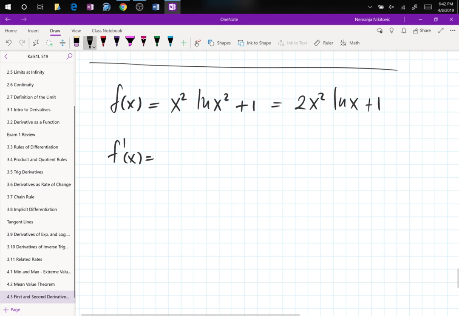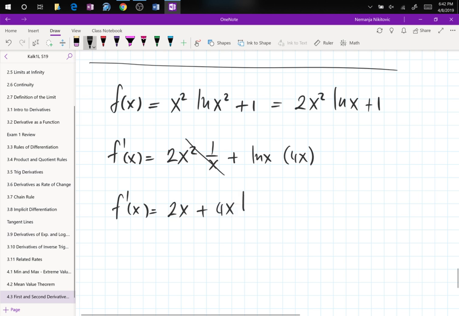So now, copy the first, which is 2x squared. The derivative of the second is 1 over x, plus copy the second, which is ln x, times the derivative of the first, which is 4x. Now, these cancel. F prime of x is equal to 2x plus 4x ln x equal to 0. Factor out 2x, 1 plus 2 ln x equal to 0.